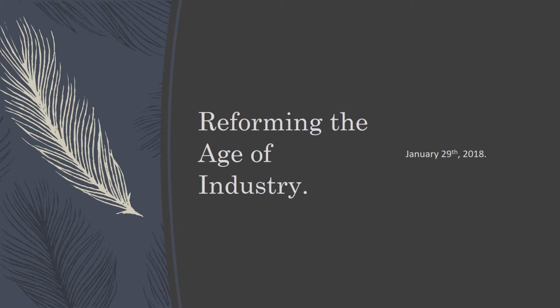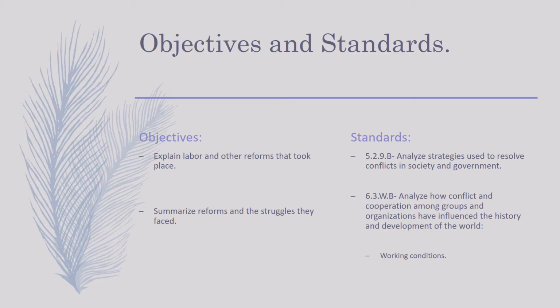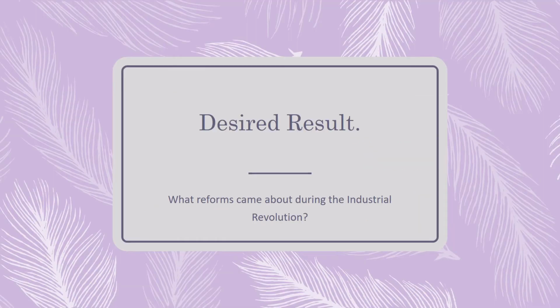The age of industry. So we're going to look at reforms that occurred in the age of industry for today. Our objectives and standards are to explain labor and other reforms that took place and to summarize reforms and the struggles they may have faced. Take a moment here to read over the standards, please. And our desired results: what reforms came about during the Industrial Revolution?